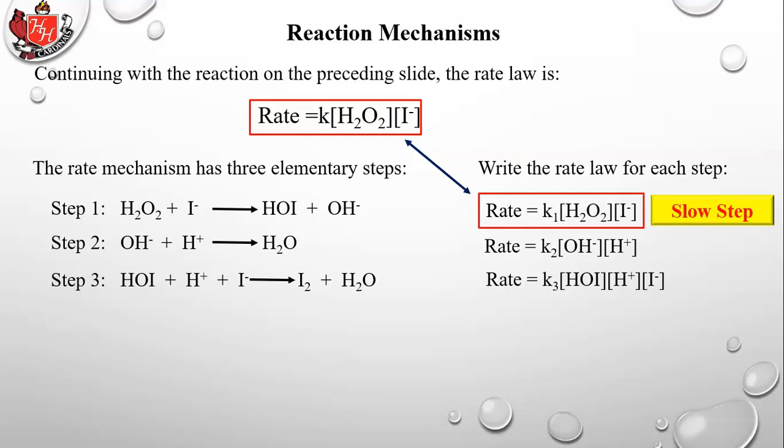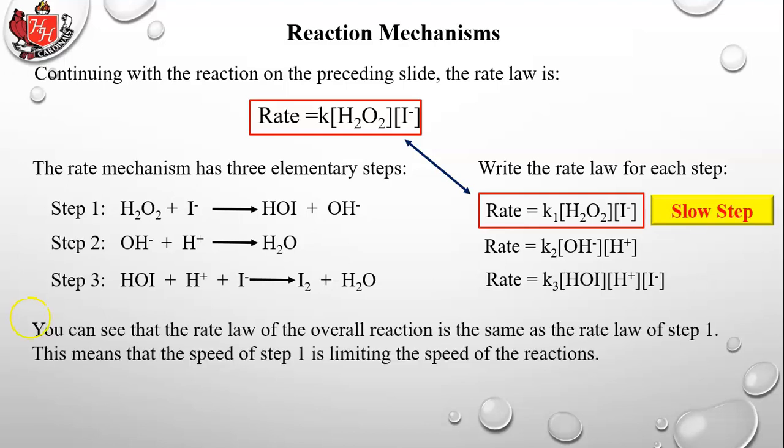And when you think about that, that's logical. An overall reaction can't happen any faster than its slowest step. So you can see that the rate law of the overall reaction is the same as the rate law for step 1. This means that the speed of step 1 is limiting the speed of the reaction.